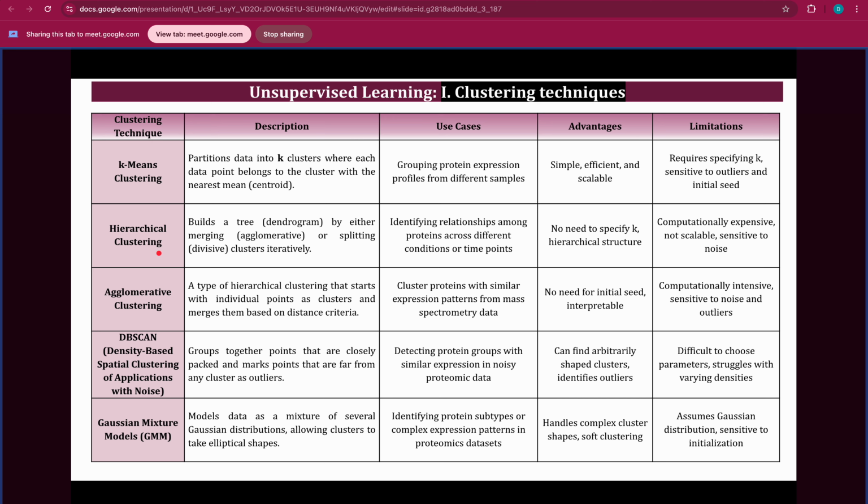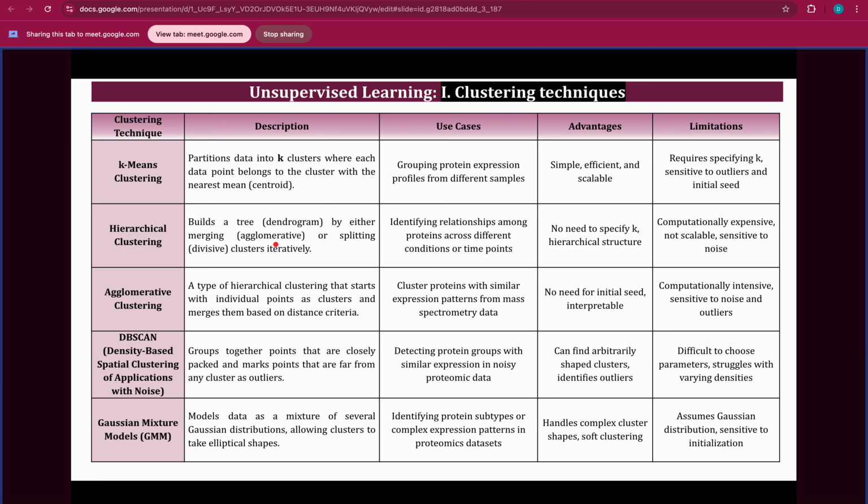Then comes hierarchical clustering. Hierarchical is a concept where you follow some kind of hierarchy or tree, which has roots, then branches, then leaves. Whenever clustering is done from such a perspective, it is known as hierarchical clustering, and it is also divided into two categories. In this case, it tries to build a tree-like structure, which is also known as a dendrogram. So it can either merge or split the clusters.